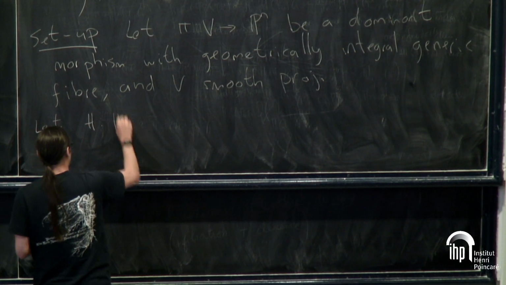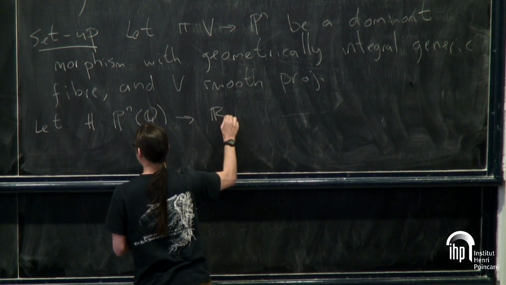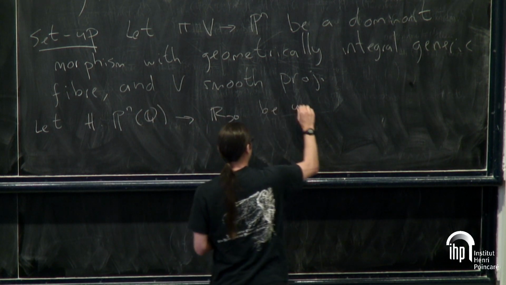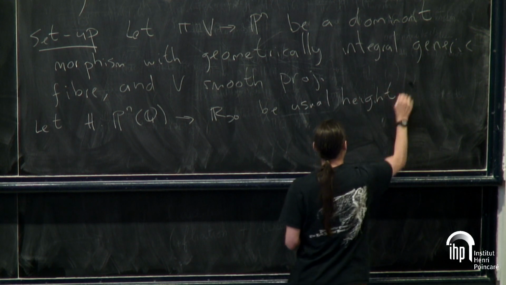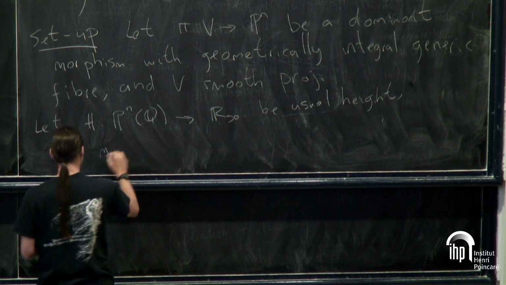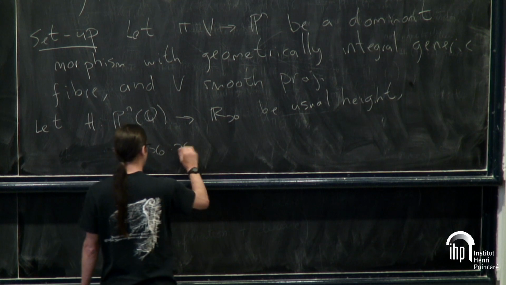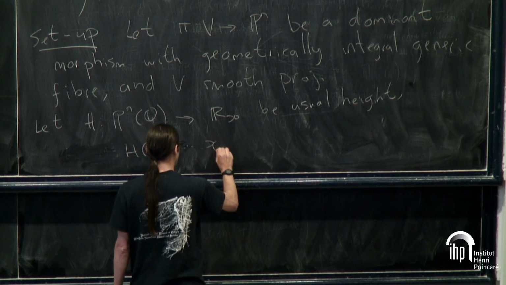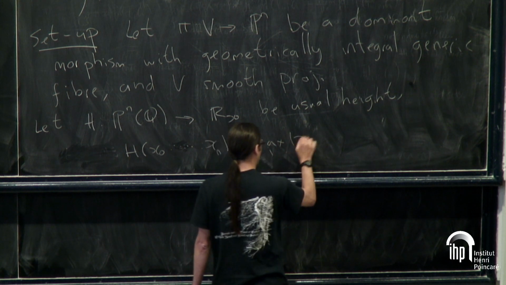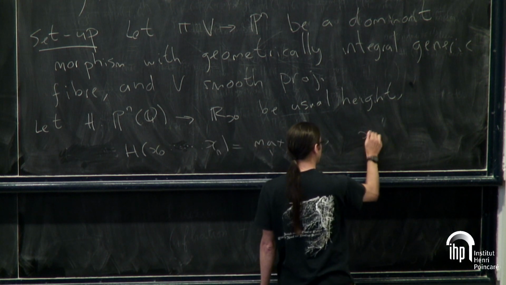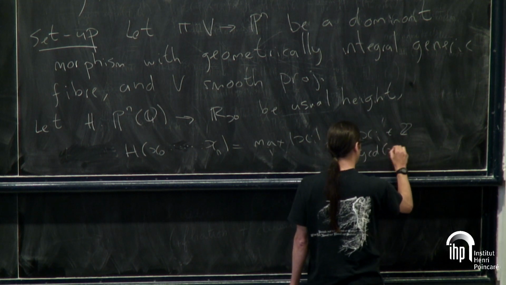So I'm going to use the usual naive height on the projective space, which, just to remind you, the height of a projective point with coordinates x0 up to xn is the maximum of the absolute values of the coordinates, provided I choose a representative which is a primitive integer vector.